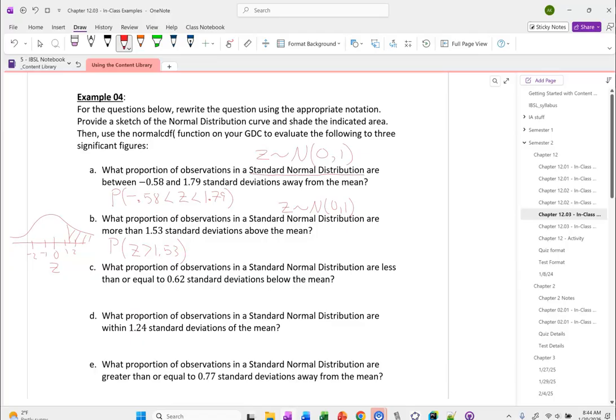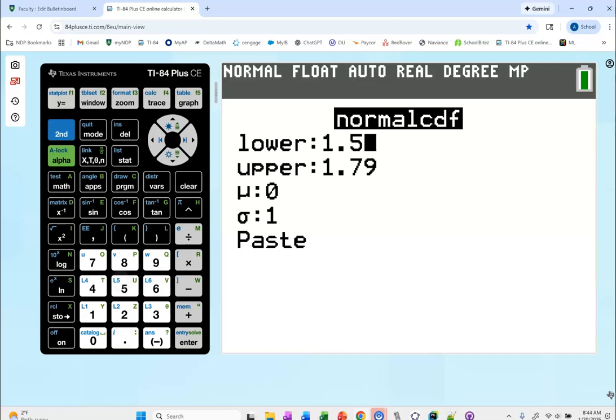Okay. So what is the lower value on the z-axis of that shaded region? 1.53. What's the upper value of that shaded region on the z-axis? Positive infinity. Now, can you type positive infinity into your calculator? No, I can't, but I'm just going to use the biggest number that my calculator can hold, which is 1 times 10 to the 99th.